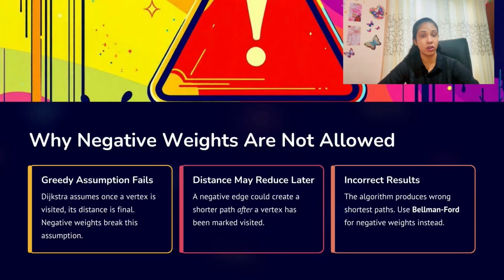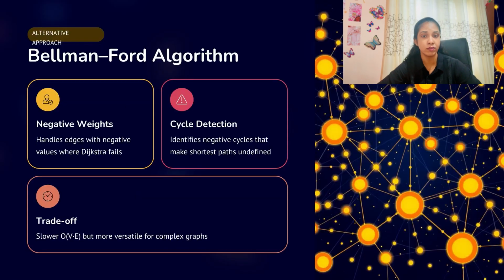Why are negative weights not allowed? Dijkstra's algorithm does not support negative weights. Why? Because once a vertex is visited, the algorithm assumes its distance is final. Then, negative edges can reduce distances later, breaking this assumption. For such cases, we use the Bellman-Ford algorithm.